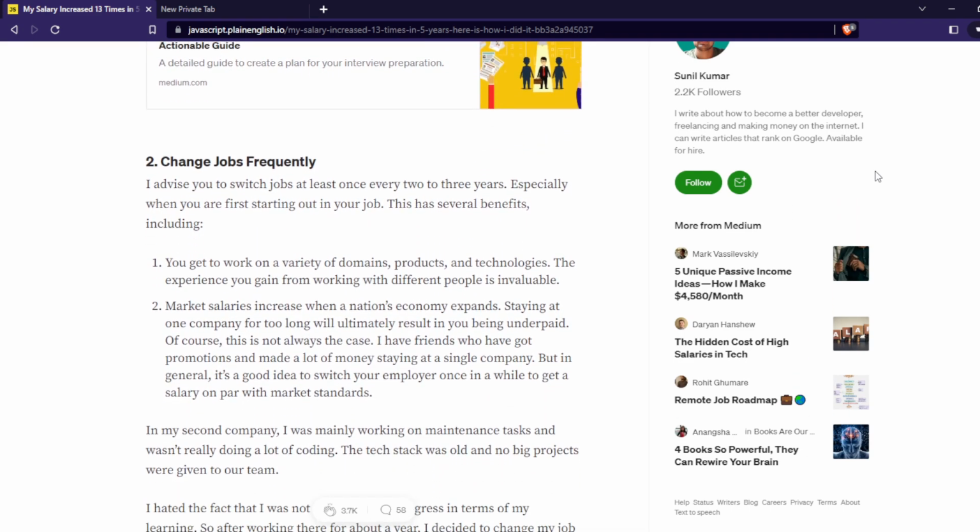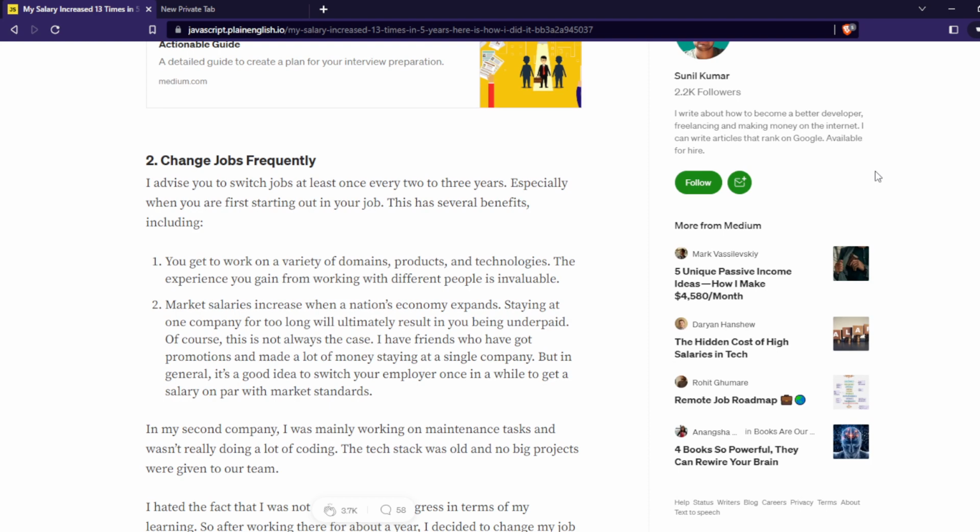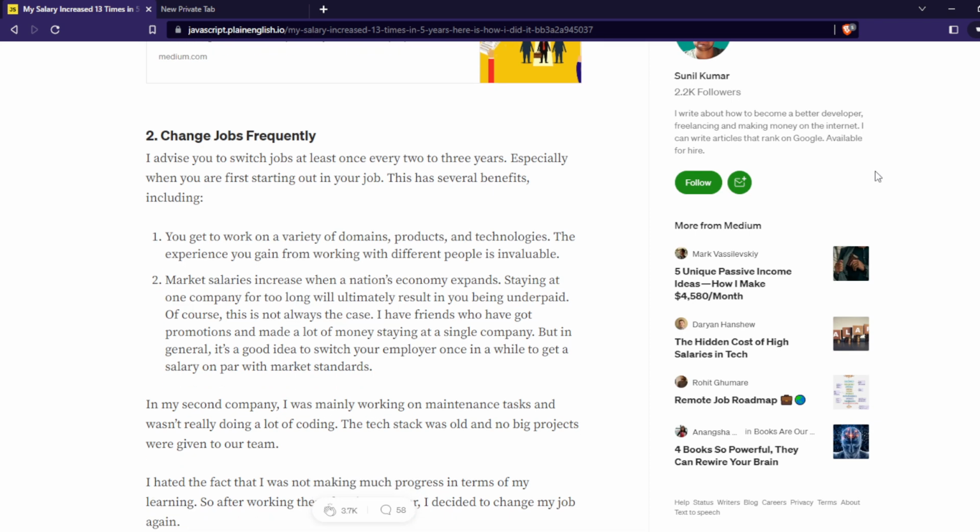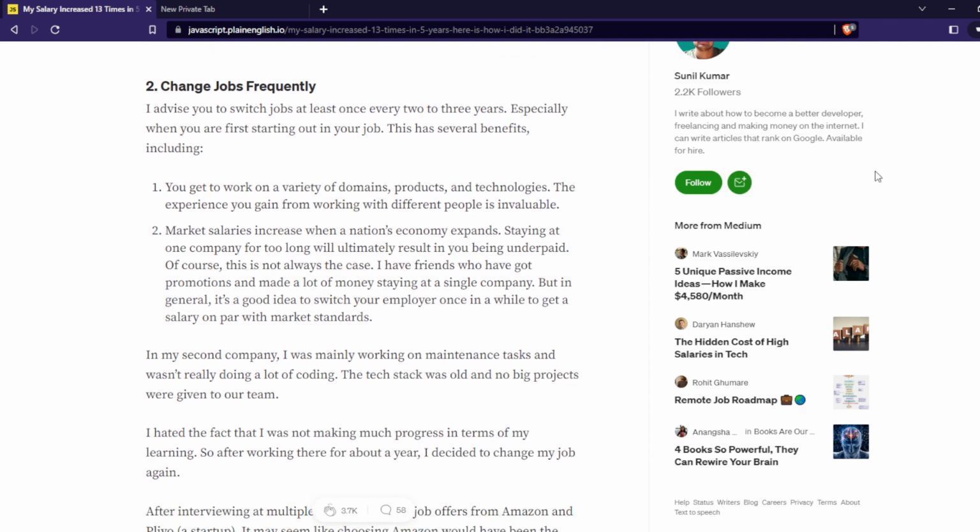Change jobs frequently. I advise you to switch jobs at least once every 1 or 2 years, especially when you are first starting out in your career. There are several benefits, including that you get to work in different domains, products, and technologies, and the experience you gain from working with different people is invaluable. Market salaries increase when you change companies. Staying at one company for a long time will ultimately result in you being underpaid.